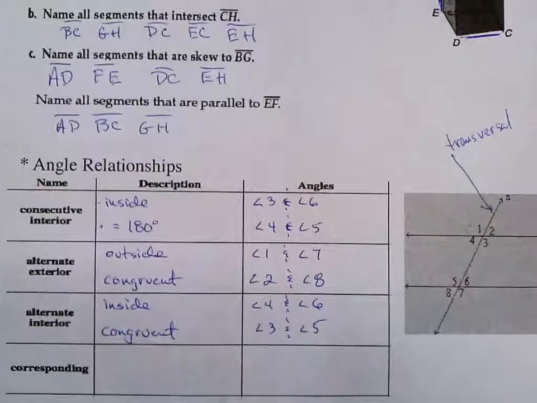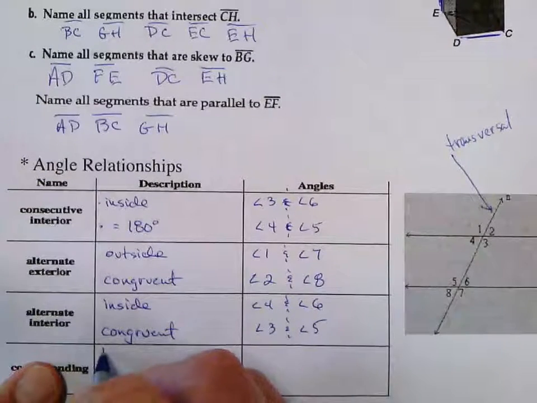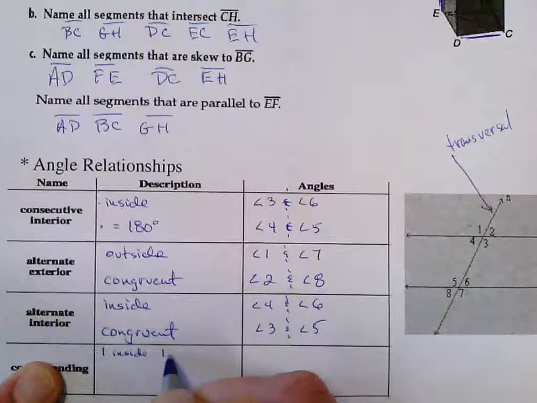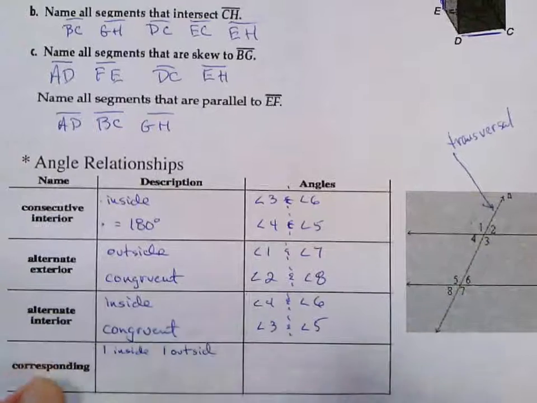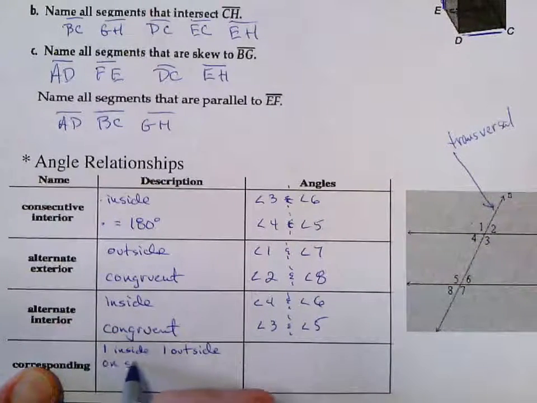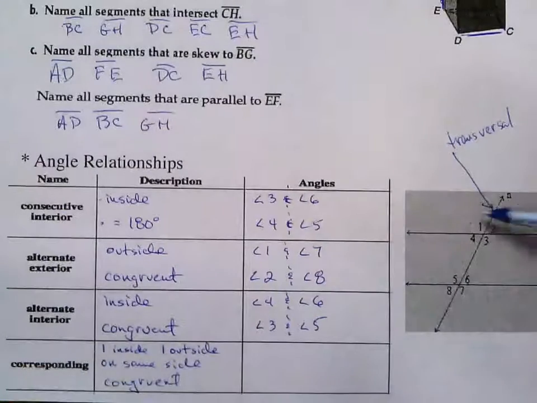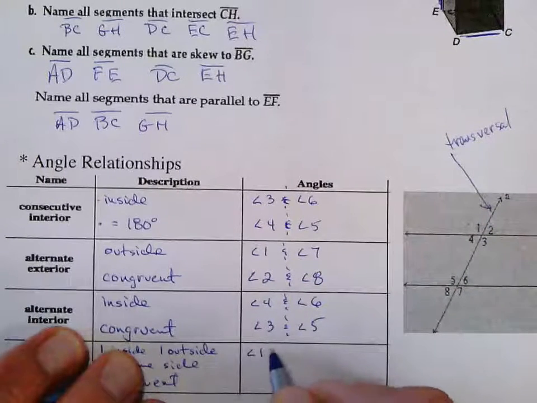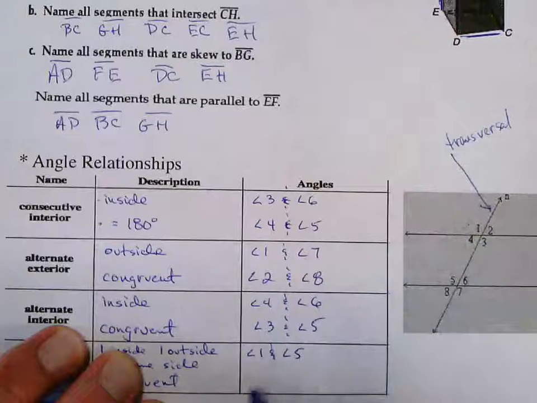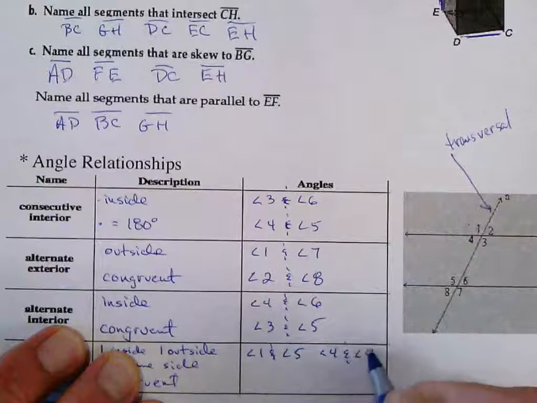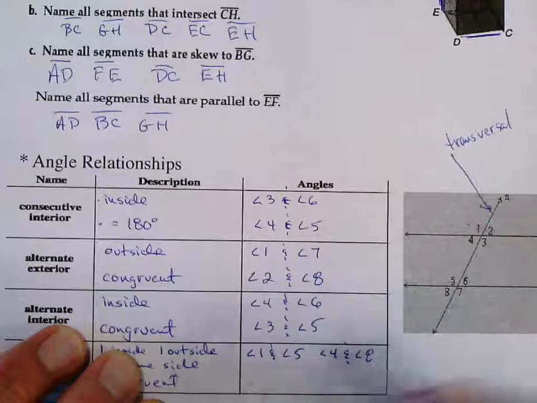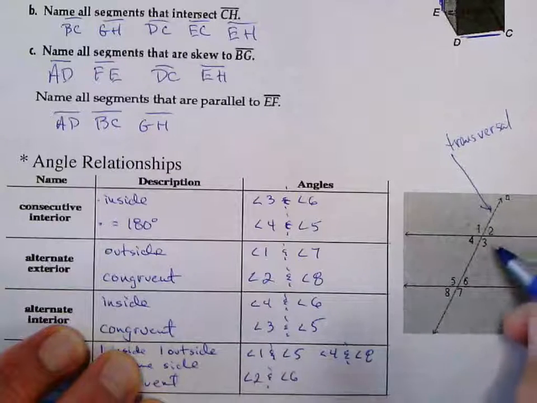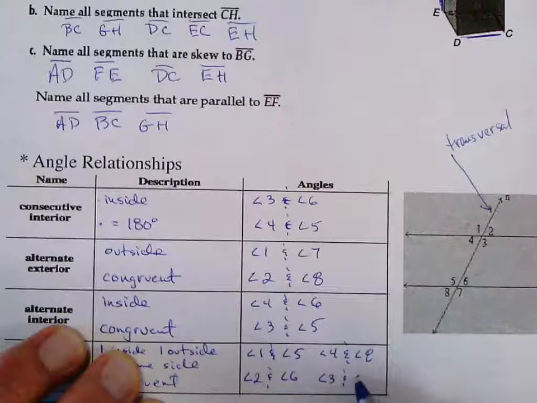Corresponding angles, probably the most difficult one for people to understand. One is inside, one outside, and they are on the same side. They're also congruent. For example, 1 and 5. One is on the outside, 5 is on the inside, and they're on the same side of the transversal. So angle 1, angle 5; 4 and 8; 2 and 6; and 3 and 7.